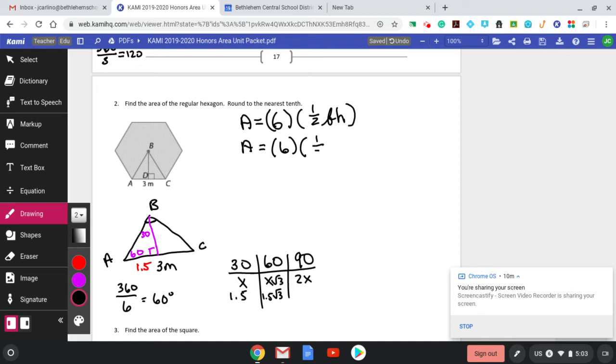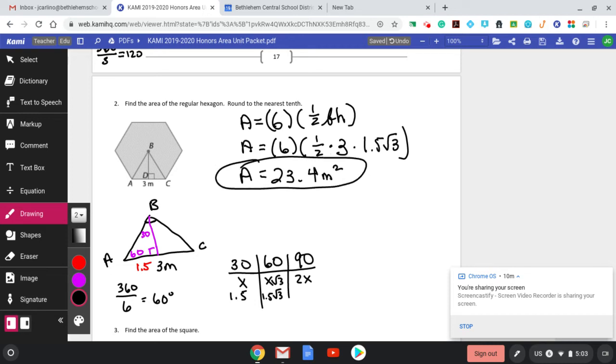6 times 1/2. Base was originally 3, and we just found the height to be 1.5 radical 3. Directions say round to the nearest tenth, so everyone's going to their calculators right now and multiplying everything through. Okay? And it ends up being, to the nearest tenth, 23.4. We did have units here, so let's say square units for area. Okay? Not too bad, right?